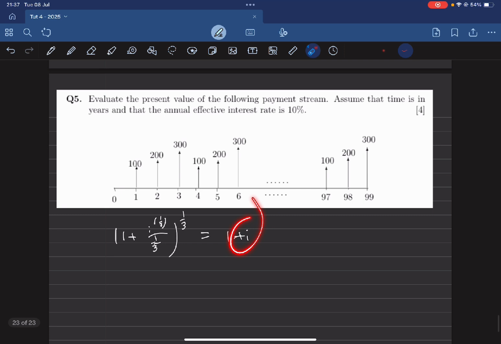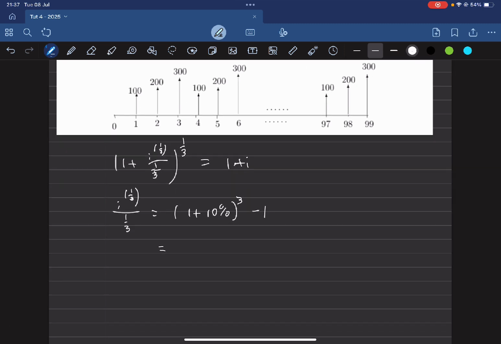And i is 10%. So now we're trying to solve for this part, because that would give us the effective 3-year rate. So (i^(1/3))^(1/3)... is equal to 1 + i. I'm going to raise both sides to the power of 3 to get rid of this. And i is 10%. So 1.1 cubed minus 1. When I sub that into my calculator, I get 33.1%. So that's our 3-year effective rate.